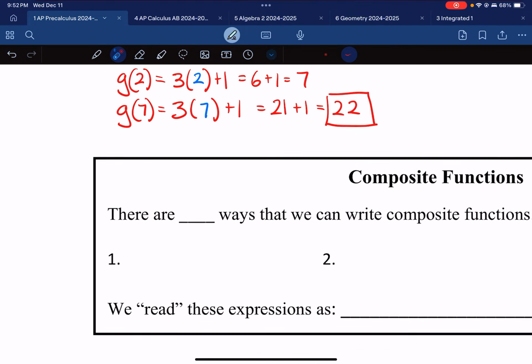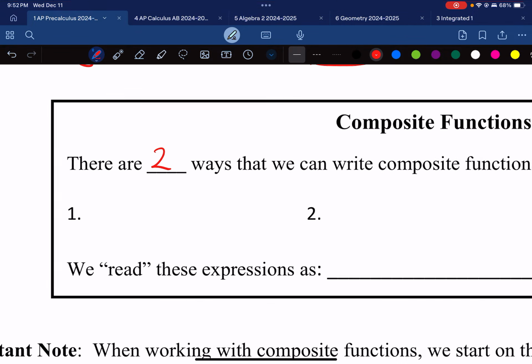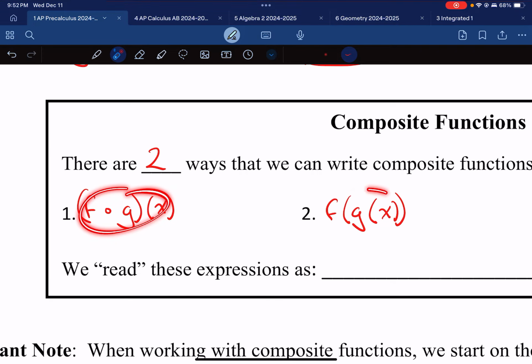All right. So, unfortunately, there are 2 ways that you can write composite functions. There's the first, and I don't want to say bad, but it's my least favorite way. You can say f of g of x and write it like that. And you can also say f of g of x. These are exactly the same. They're both pronounced the same way. They both mean the same thing.